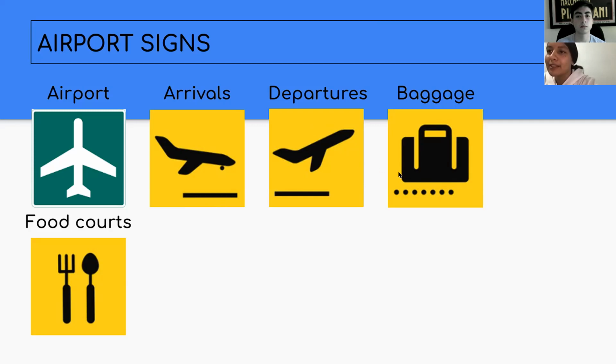Baggage means baggage claim area, where the people receive their luggage. And the sign of food courts means there are food stores and restaurants. These yellow signs can also be blue in many countries. In Mexico, Canada, and Argentina, for example, they can be of both colors.